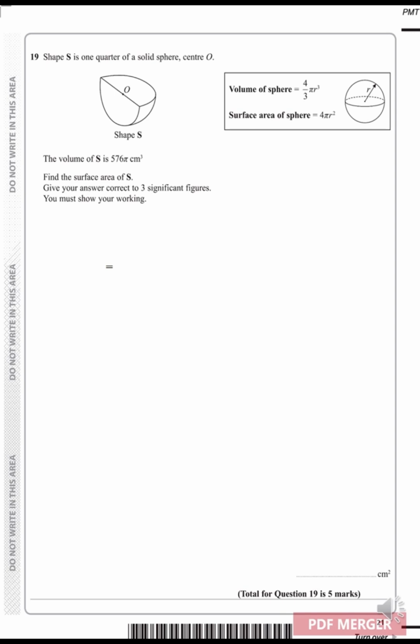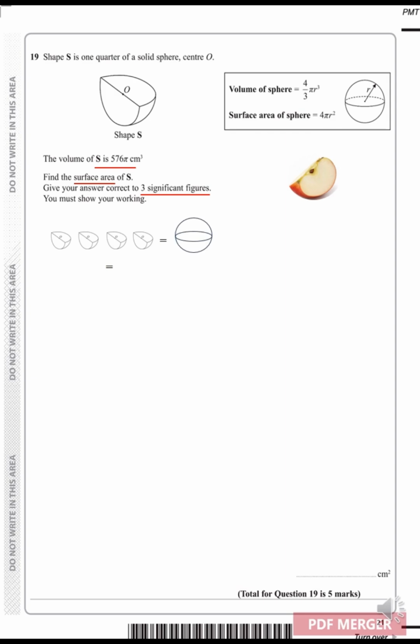But we do have a little help from the volume of a sphere. The volume of S is 576π. So we can use the volume formula, setting 576π equal to 4/3 πr³ and multiplying by 1/4, because shape S is 1/4 of a solid sphere. So let's underline the important information. The volume of S is 576π. The surface area of S is what we need to work out. And the answer needs to be three significant figures.